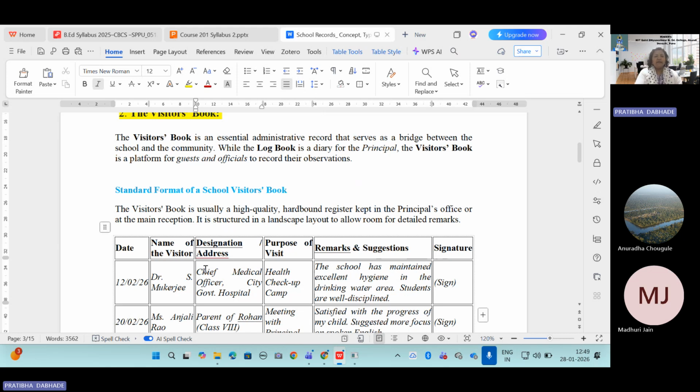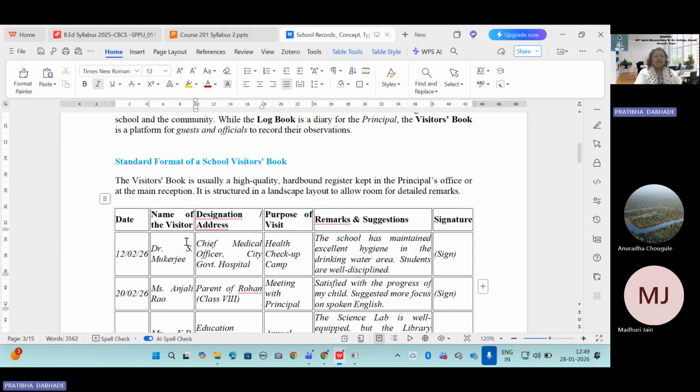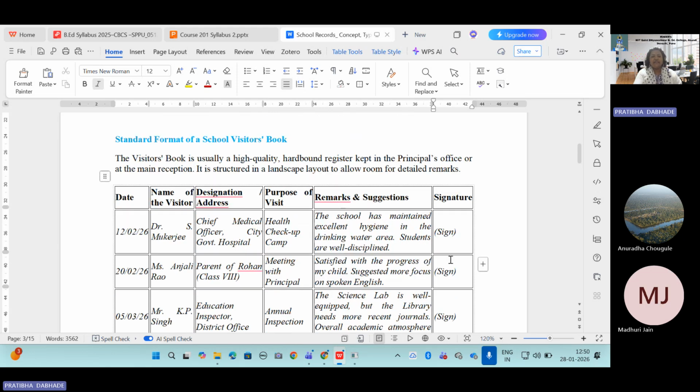You can see the example. Dr. Mukherjee visited the school on 12th Feb 2026. I generated this next-day example with AI. You can see the designation of that particular person, the purpose of the visit, a health checkup camp, and the remarks: the school has maintained excellent hygiene in the drinking water area. Students are well disciplined, right? And the signature of that concerned visitor.